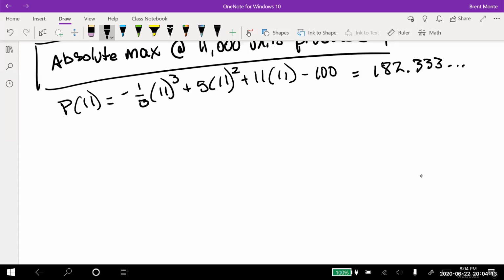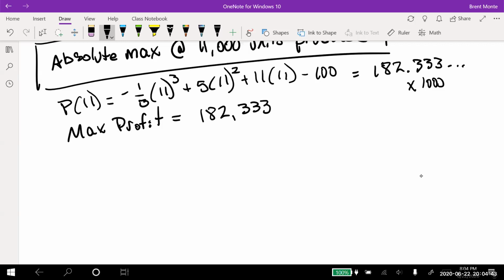182.333, and that's repeating. Now, the reason I go out to 3 decimal places is because the question was saying to me, hey, that's in thousands of dollars. So my answer is maximum profit, 182. So I multiply this by 1,000, means I move the decimal 3 places, 182,333. And if they wanted me to go to the nearest cent, 33 cents, if they wanted me to go to the nearest dollar, just 182,333. But there's my answer.